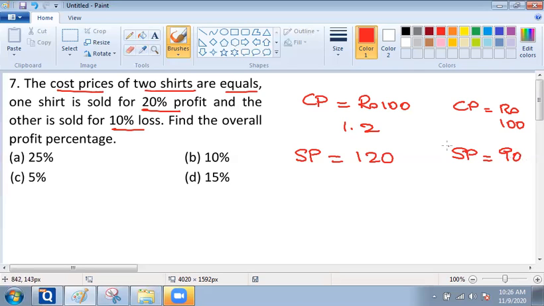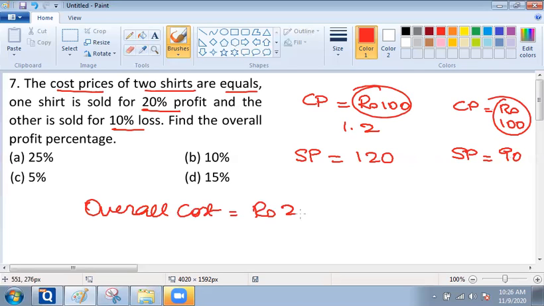Now, what is the overall cost price here? That is rupees 100 plus rupees 100. We can see that the overall cost is equal to rupees 200. Now, what is the overall sales, that is, the overall selling price? That is 120 plus 90, which is equal to rupees 210.